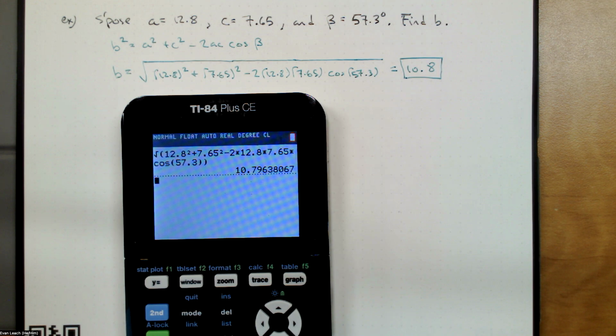Any questions? Using the law of cosines in the side angle side case, two sides and the included angle, is the easiest way to use the law of cosines. So that will be our favorite.